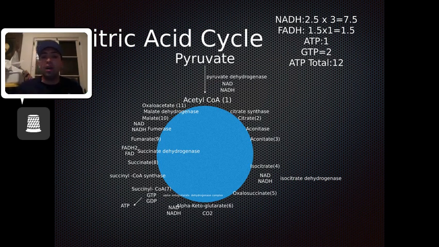So what are the numerical values when we're going through the citric acid cycle? We already discussed that NADH has a value of 2.5 for ATP. We see here that we get 3 NADHs in the citric acid cycle. We also gain 1 FADH2, and that value is 1.5. We also gain 1 ATP, we get 1 GTP. So in total, for one cycle of the citric acid cycle, we're gaining around 12 ATP.